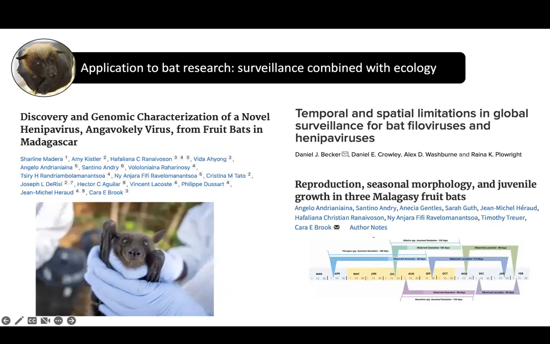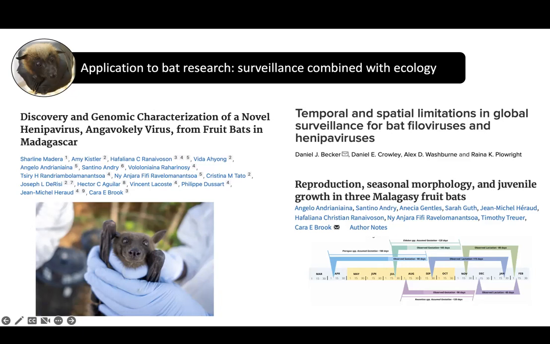And then finally, a lot of bat virus research uses surveillance combined with ecology. And this is a lot of what our lab is doing. Longitudinal studies are the key to making these long informed analyses on disease ecology of a pathogen. However, getting this data requires a huge amount of effort and time invested into collecting this data over the years.